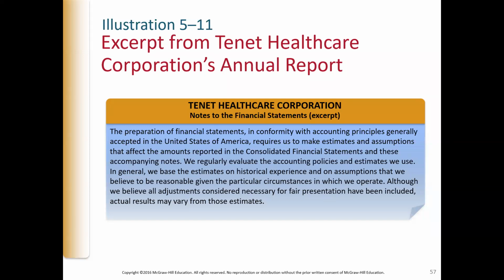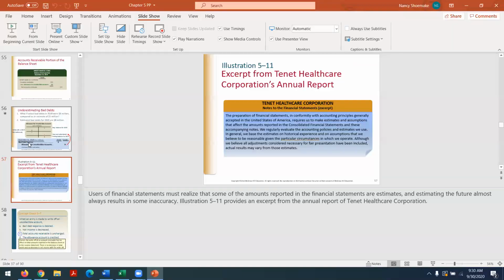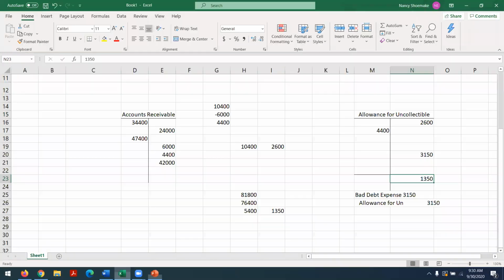Where did we get the $1,350? Where we got the $1,350 is, if we take our debits and our credits here in accounts receivable, we end up with a $5,400 balance. Okay? Because ultimately these two got written off by our six and our $4,400. So the $34,400, and here's our credit of 24, 6, and 4,400. Those wipe out, zero out. The 47,400 minus what we received of 42,000 gives us a balance of 5,400.